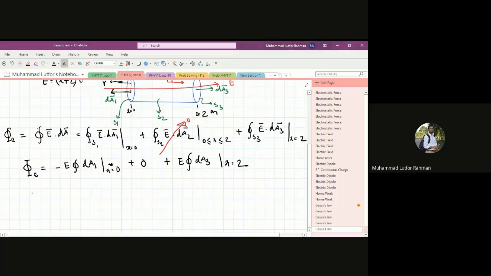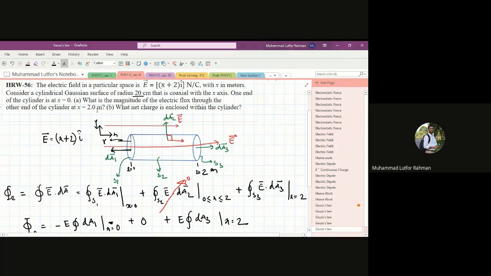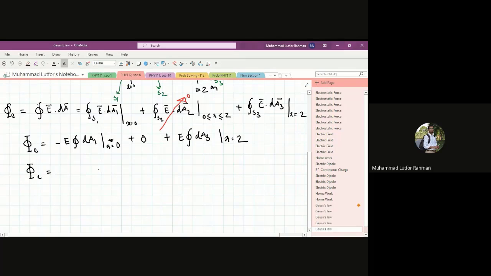ঠিক আছে, এখন আমি এই সিলিন্ডারের টোটাল ফ্লাক্স বের করতেছি। ওরা বের করতে বলছে x equal to 2 আদার সাইড অফ দ্যাট, what is the magnitude of the electric flux through the other end of the cylinder. তাহলে E into A1 when x equal to 0 plus E into A3 when x equal to 2.